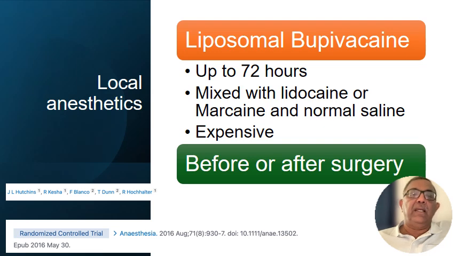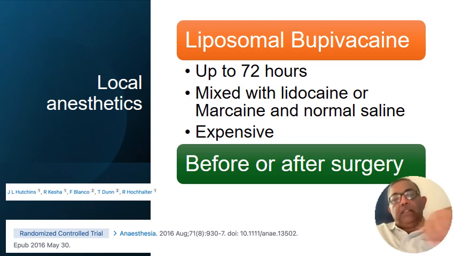There is data indicating that liposomal bupivacaine, which is not easily available and is also quite expensive, is extremely important if it is available, because it provides pain control for up to 72 hours, which is the post-operative pain period. It can be mixed with lidocaine, which provides early relief of pain, or with bupivacaine with normal saline, and it is used.